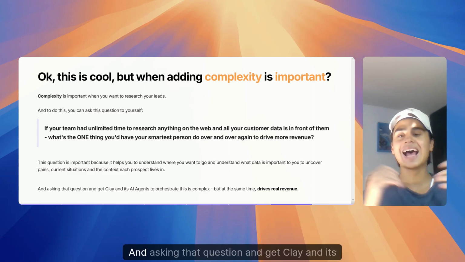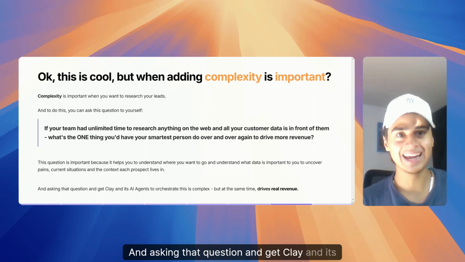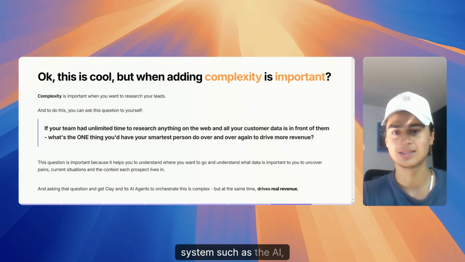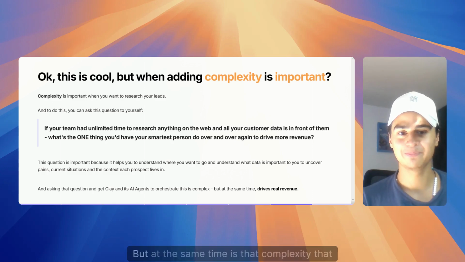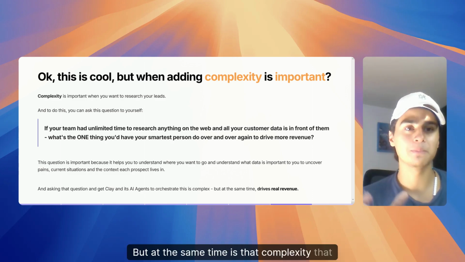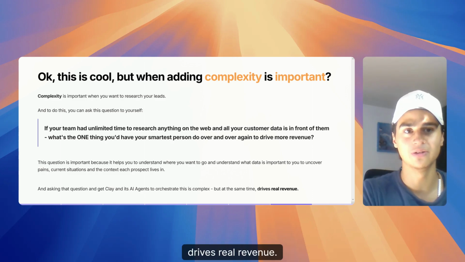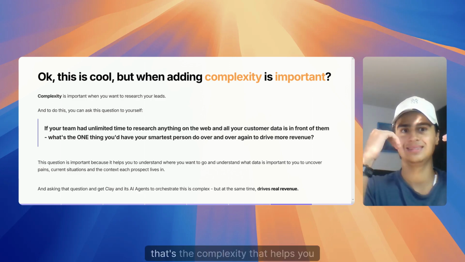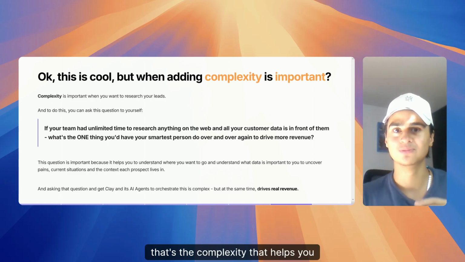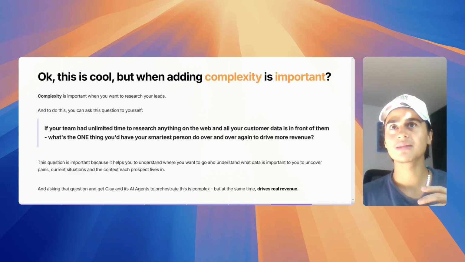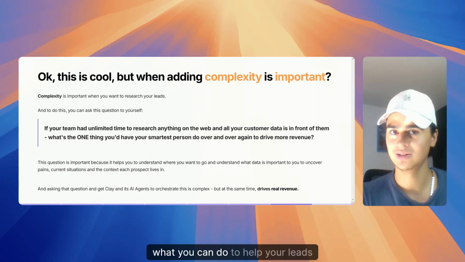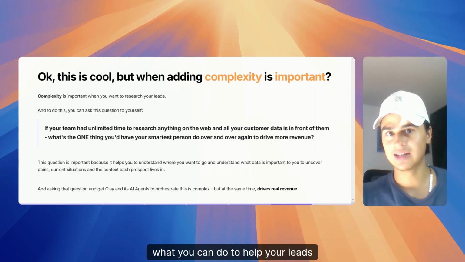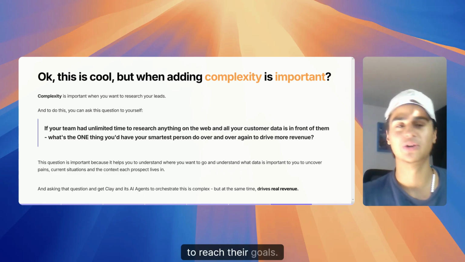And asking that question and getting Clay and its systems, such as the AI agents, to orchestrate this for you is complex, right? But at the same time, it's that complexity that drives real revenue, because that's the complexity that helps you understand where you are in the current market and what you can do to help your leads reach their goals.